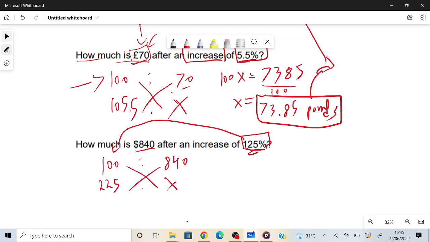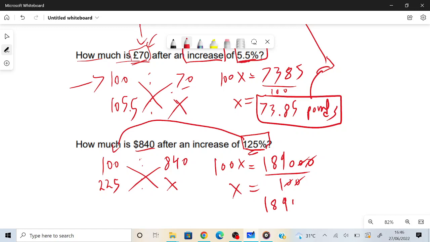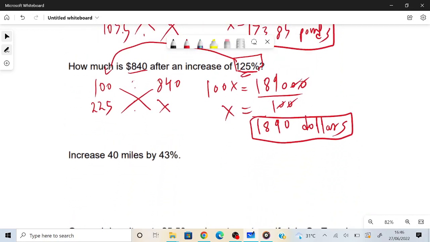Again, you do your cross multiplication. You will have 100x equals 840 times 225. Doing that in your calculator, that is 189,000. And solving for x, you simply divide it by 100. This and this would cancel out, and you would now have $1,890. Please do not forget your unit. And that is the answer for that question. On to the next one.